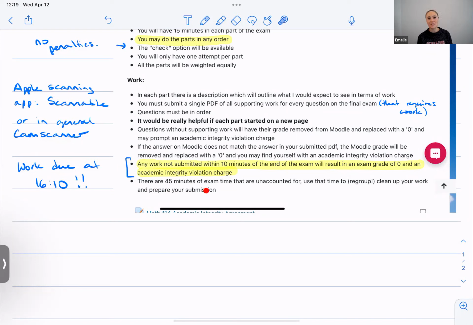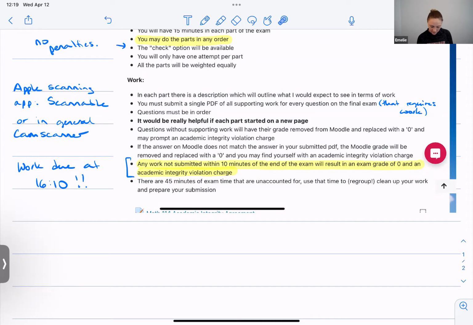There are 45 minutes of the exam time, on top of the 3 hours, that are unaccounted for. I want you to use this time to, one, regroup, obviously, just kind of shake it off, and then to clean up your work and prepare your submission. So if you're just working through part 1, for example, and you submit it, then you can take a couple of minutes just to make sure that your work is organized until you move on to the next part. So there are 45 minutes that are just yours to do whatever you need to do.